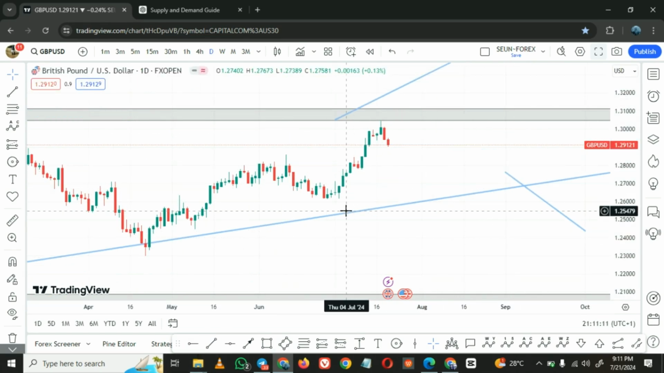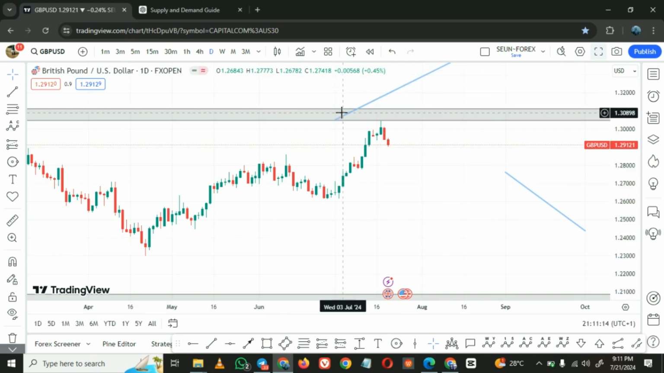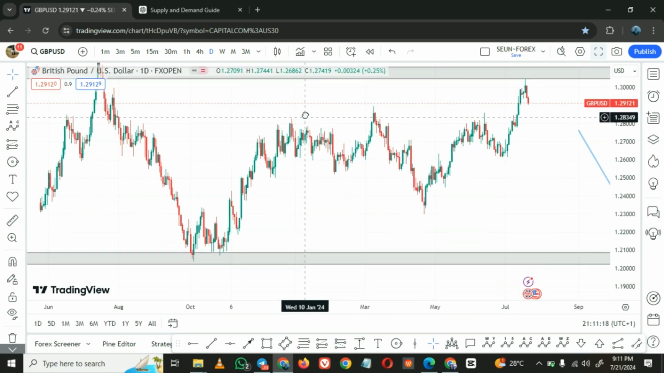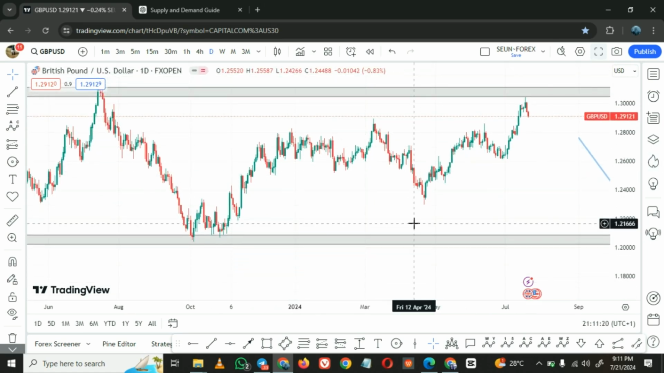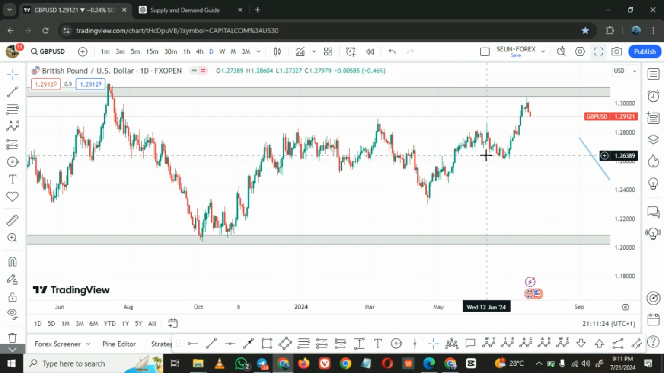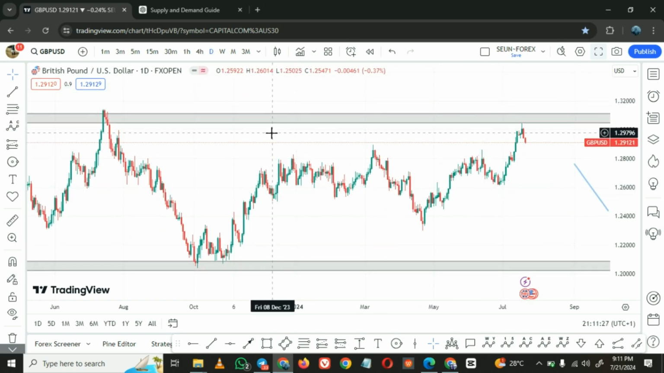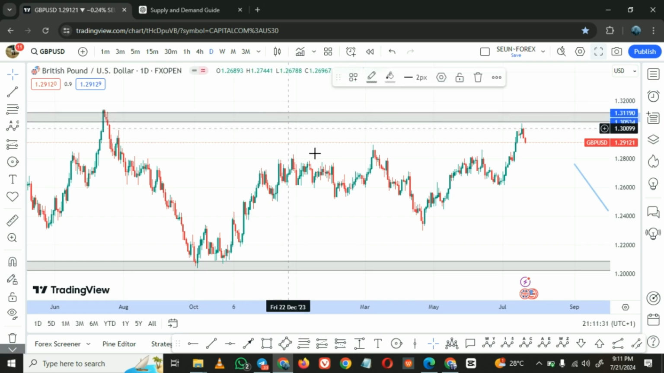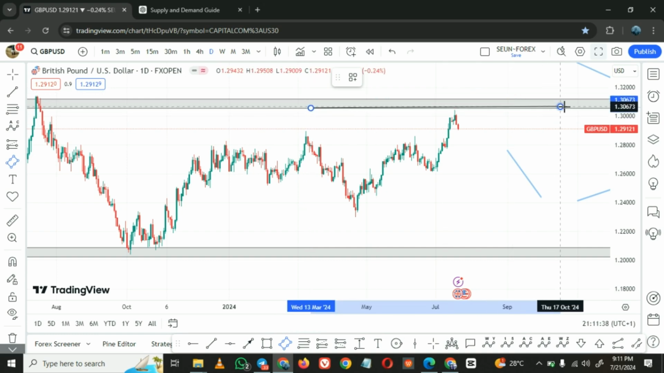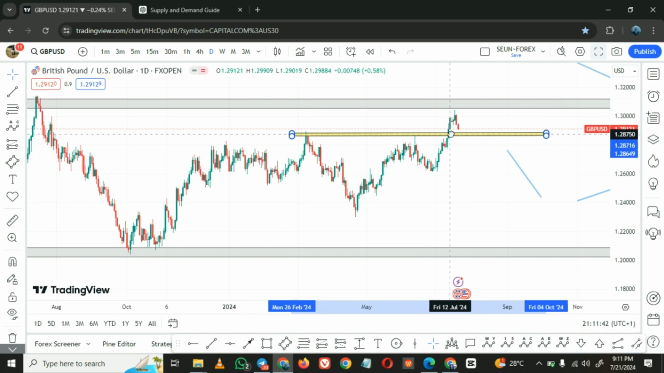So let me now go in deep. If you check the history of price action, market has been doing this. Now there are minor key zones and major key zones. The first ones that I drew were major key zones. Let me now draw minor key zones. These are minor key zones.